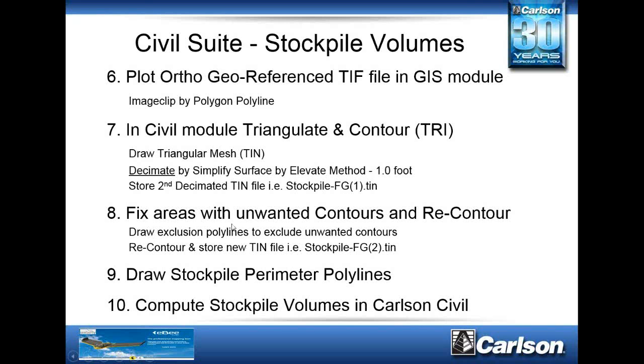And then fixed areas with unwanted contours. I actually didn't do that. I had some exclusion areas I was going to demonstrate, but you can do that very quickly in Civil Suite. And then I drew the stockpile perimeter polylines. I did that in advance, just imported them as a PLN file. And then with windowing just each stockpile, I was able to do the last step, which was compute stockpile volumes in Carlson Civil.